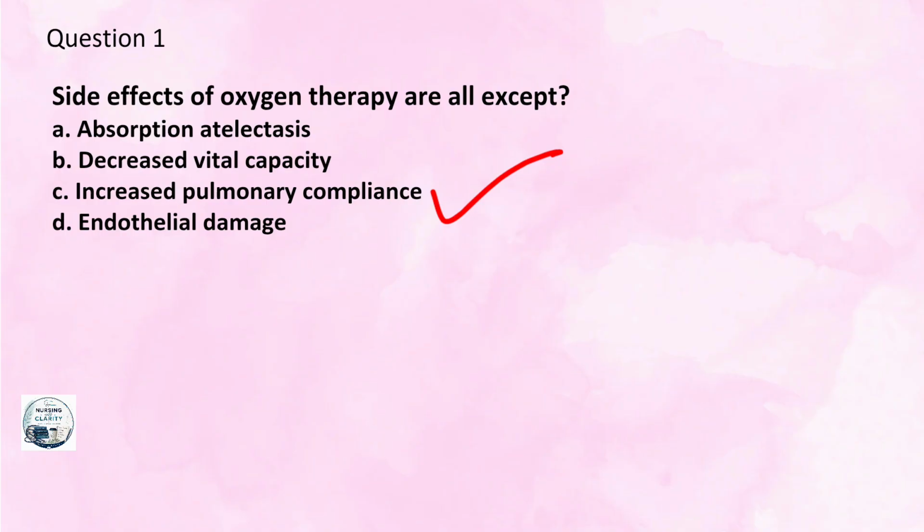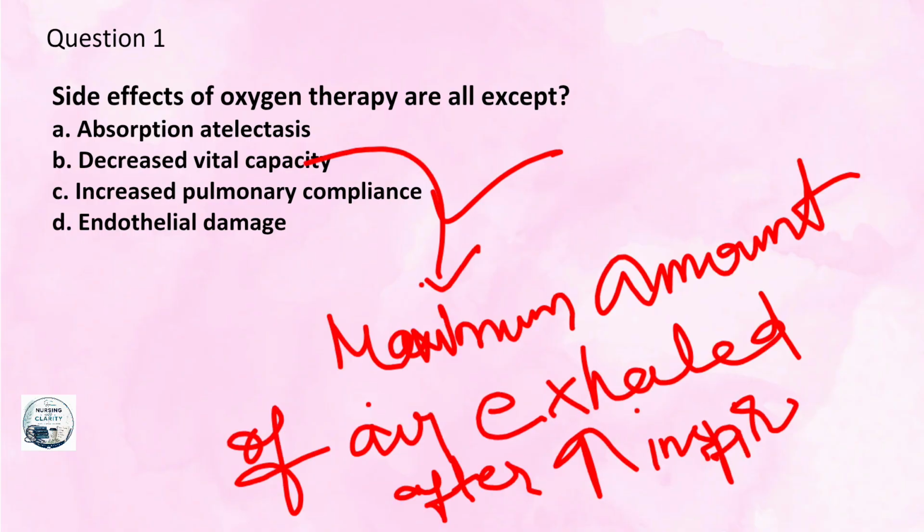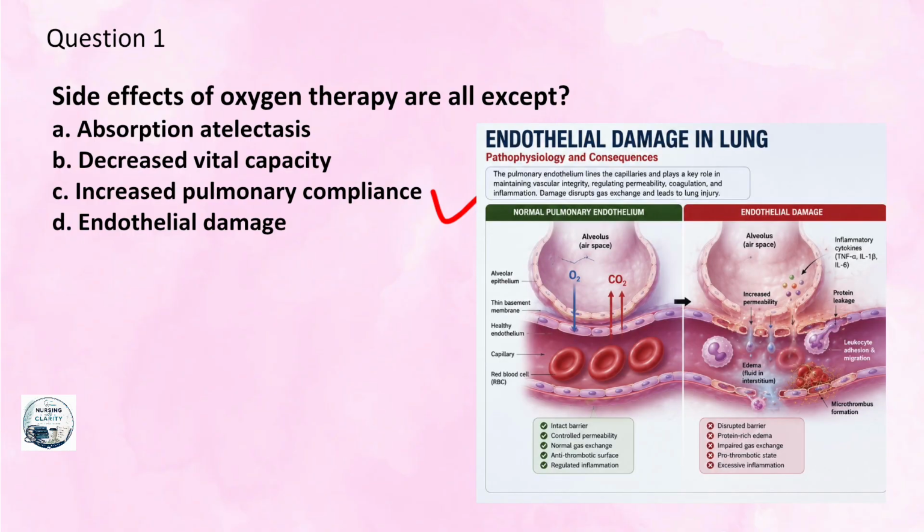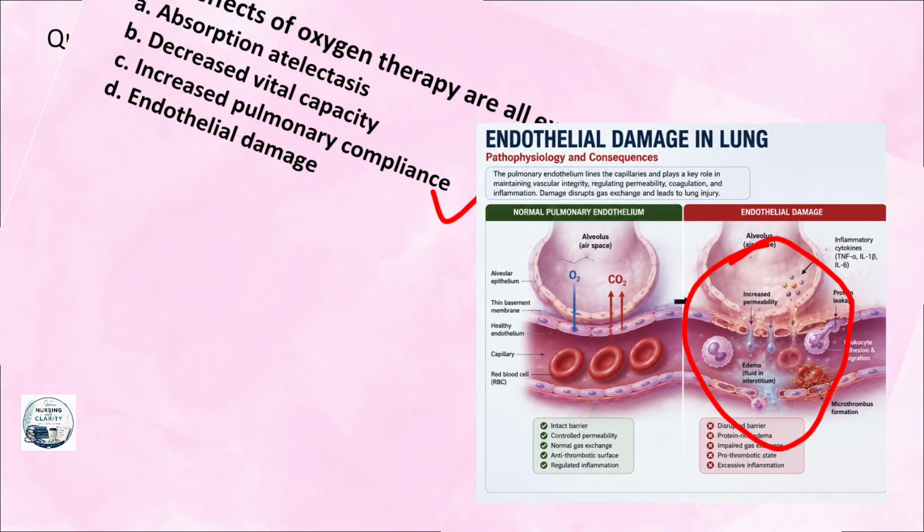Decreased vital capacity. Vital capacity means the maximum amount of air expelled after a maximum inspiration. It decreases when the lungs become stiff and cannot expand fully. Endothelial damage: high O2 for a prolonged period leads to alveolar damage, which is called endothelial damage.